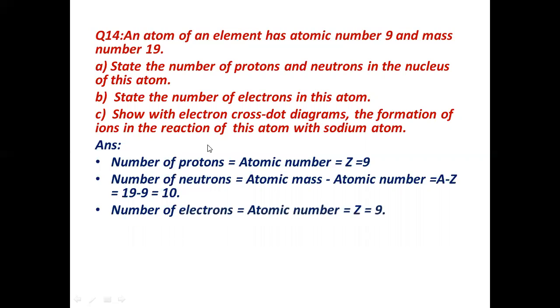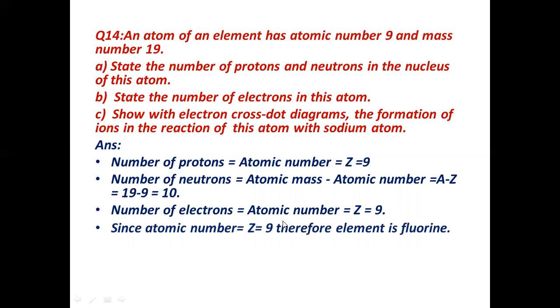Number of electrons and number of protons, which is the atomic number, are always the same. So atomic number and number of electrons are the same, which is 9. Since atomic number is 9, which element is this? If you check the periodic table, you will see that this element is fluorine. Atomic number 9 is of fluorine, which is present in group 7 of the periodic table, and which is the highest electronegative element in the periodic table.